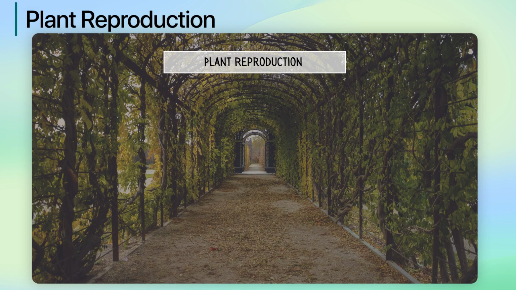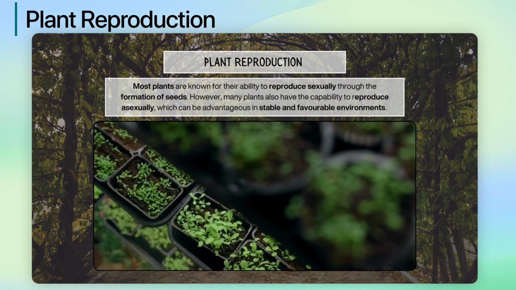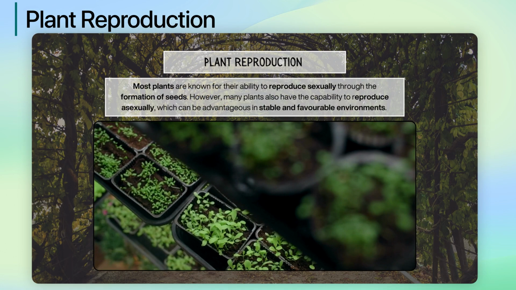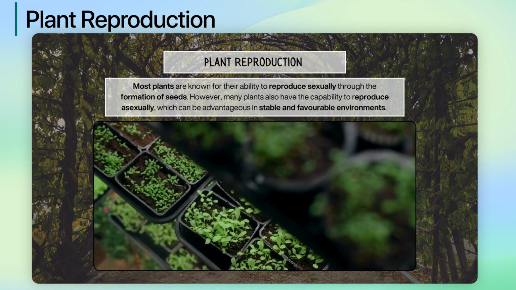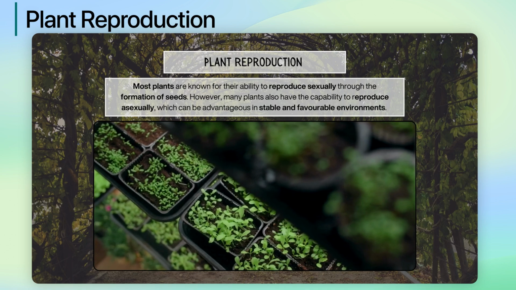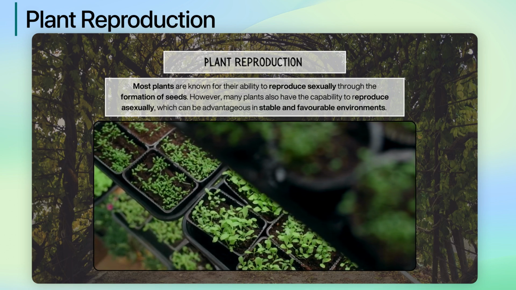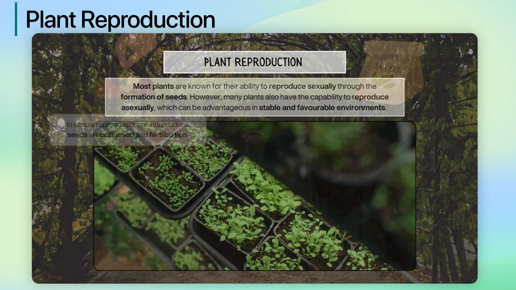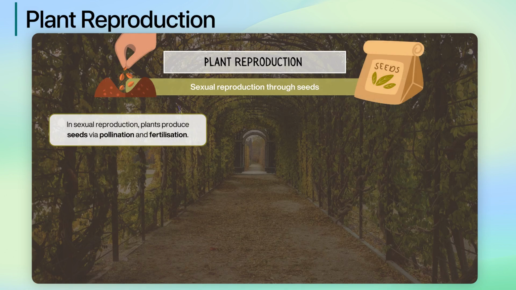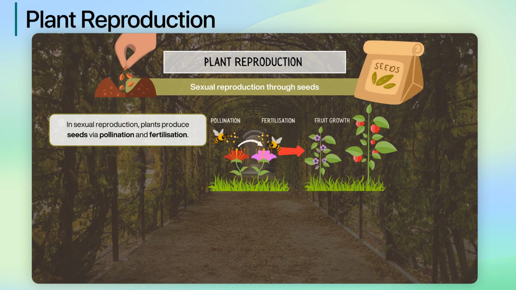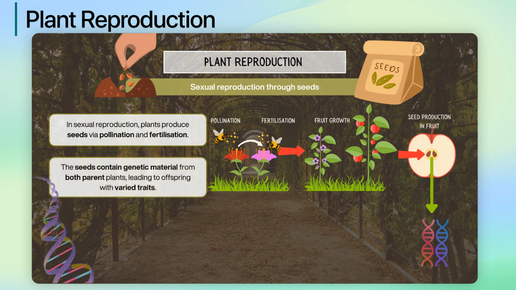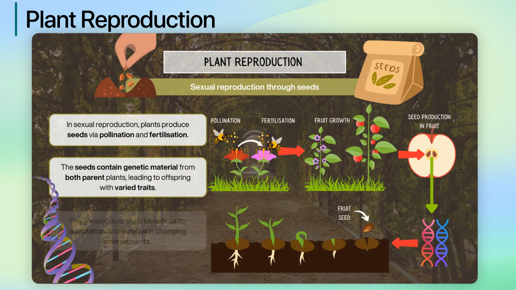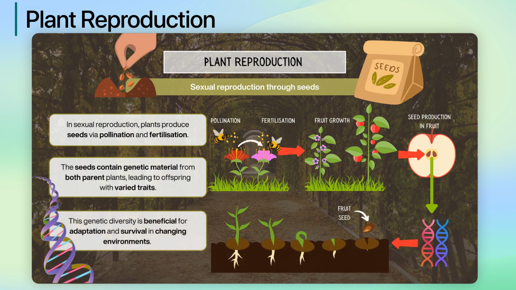Now let's move on to plant reproduction. Most plants are known for their ability to reproduce sexually through the formation of seeds. However, many plants also have the capability to reproduce asexually, which can be advantageous in stable and favorable environments. In sexual reproduction, plants produce seeds via pollination and fertilization. The seeds contain genetic material from both parent plants, leading to offspring with varied traits. This genetic diversity is beneficial for adaptation and survival in changing environments.